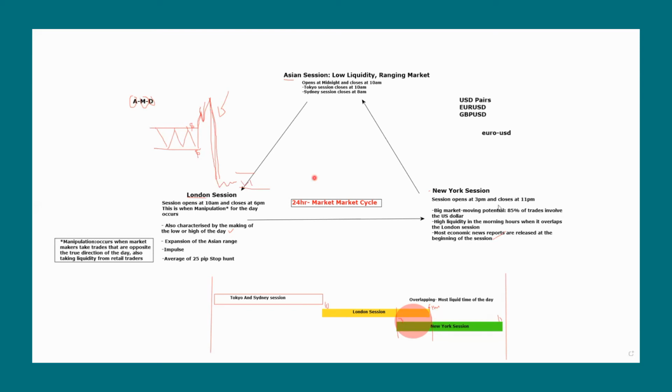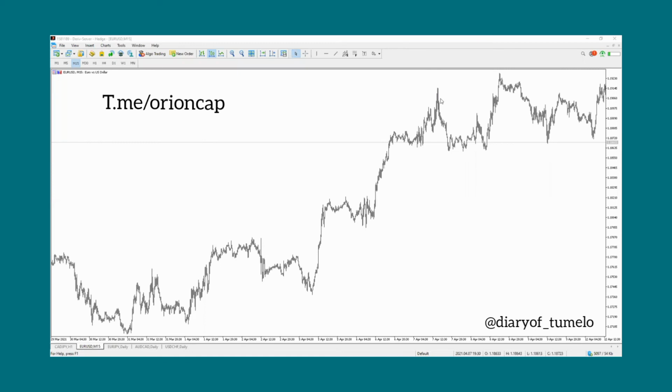The 24-hour market cycle. This happens every day on average. I hope you guys have taken notes, right? Now we're going to go to the charts and see what's actually happening on the charts. Let me just do this real quick. Now we're back and we're looking at EURUSD on the 15-minute chart.